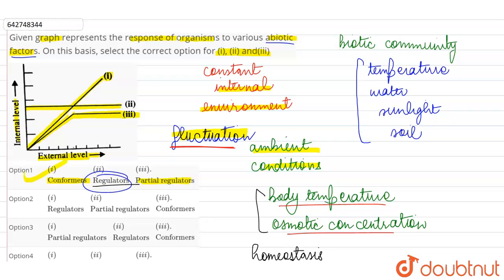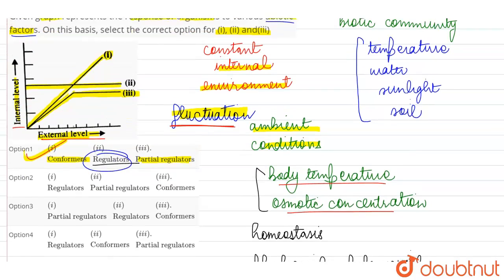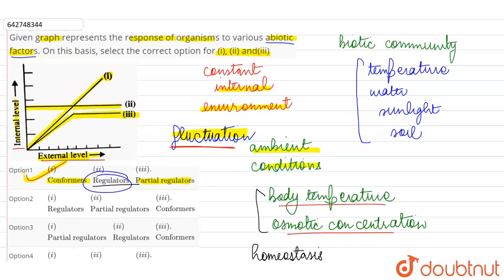So option A is our correct answer over here, where in our graph, comparing the changes in internal level with the external changes, we have seen 3 types of approaches of different living organisms, and corresponding to the curve that has been given, they are respectively conformers, regulators, and partial regulators.